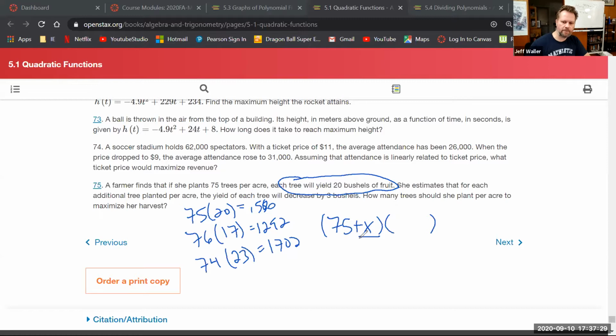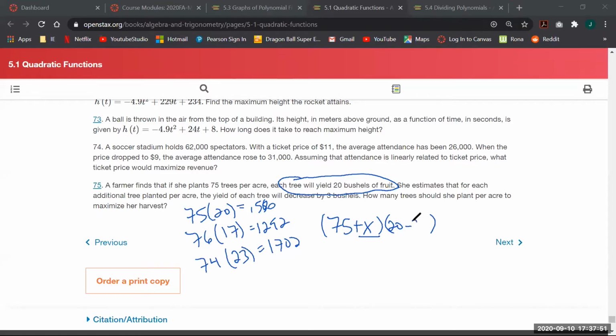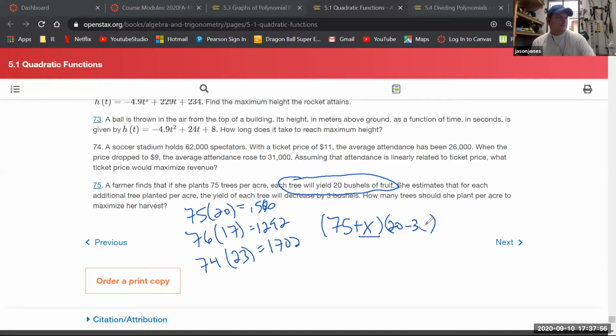And then what happens to, so this is the number of trees. What happens to the bushels? For every tree I put in, what happens to the bushels? You can do it. It decreases by 3. Decreases by 3. So what will those be? 20 minus? 3x. Yes. Per tree. How many trees did we put in? X. So how many bushels will I lose? 3 times X.